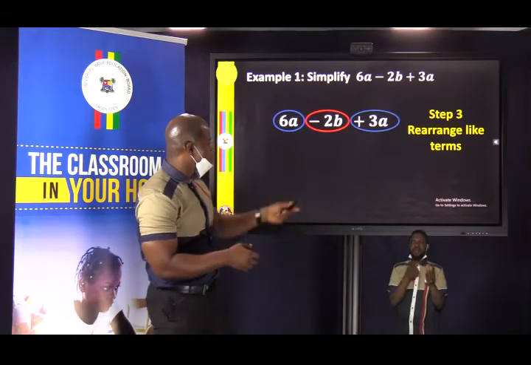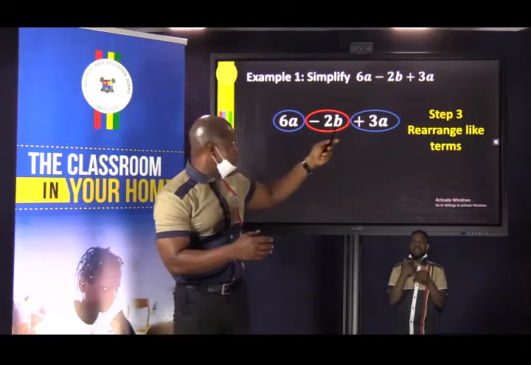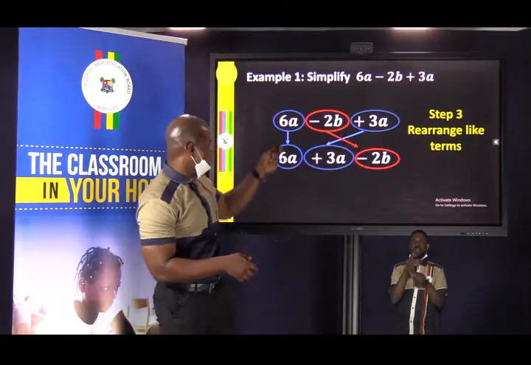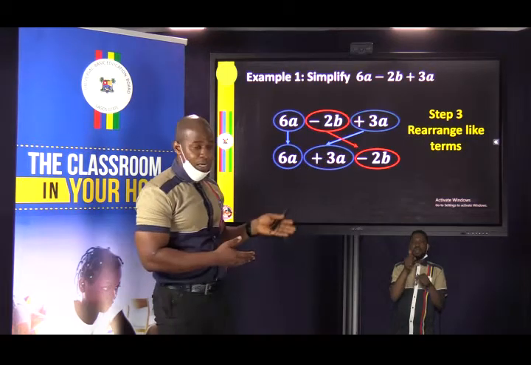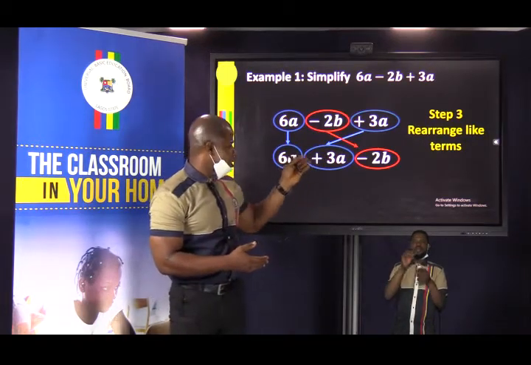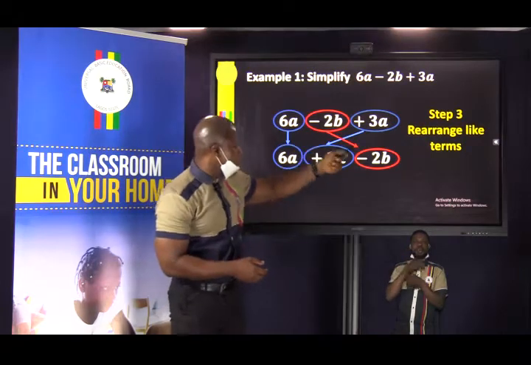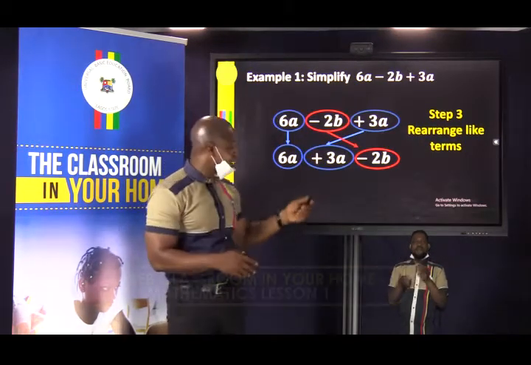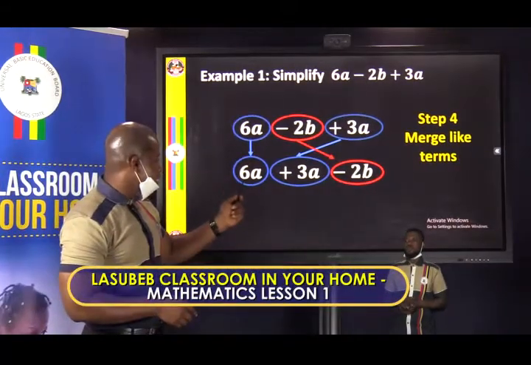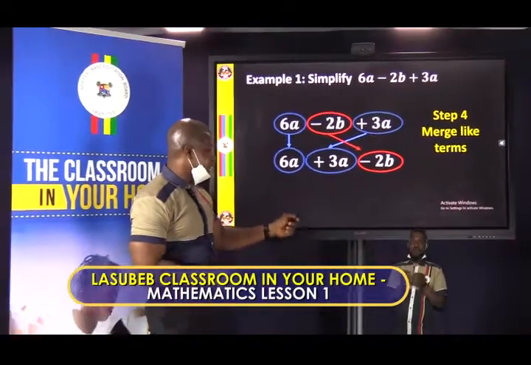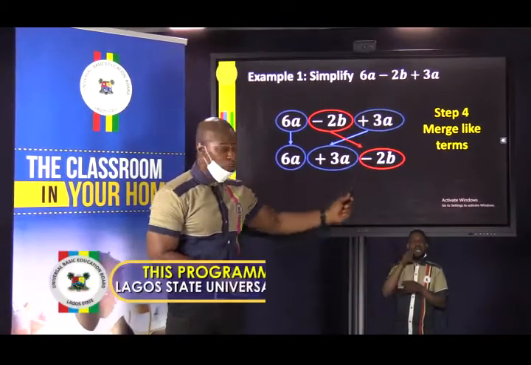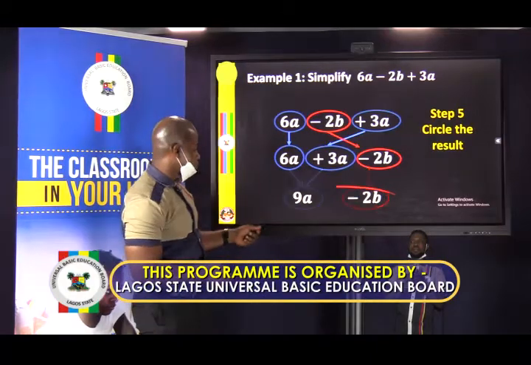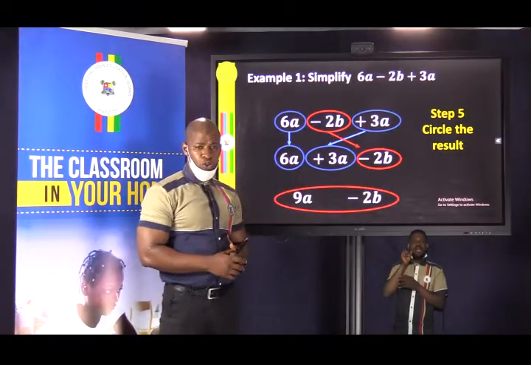Then we'll rearrange. So all the ones that have a, I've put a blue circle around them. Rearranging, 3a comes to the second position, 6a comes down, then 3a comes beside it. So I'm going to have 6 apples and 3 apples. Then minus 2 bananas, that comes down. So we have 6 apples plus 3 apples, altogether 9 apples. And then I still have to subtract 2 bananas. 9 apples minus 2 bananas, that's our final result, 9a minus 2b.